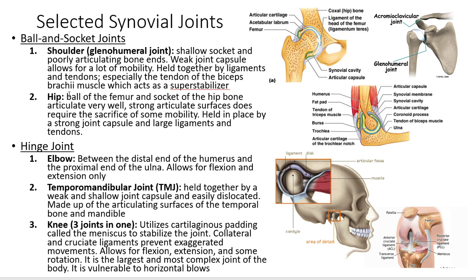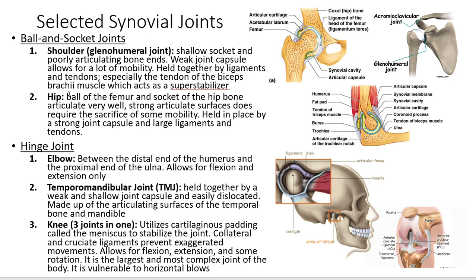Other joints we can look at are the elbow, which is located between the distal end of the humerus and the proximal end of the ulna. So forearm bones and the upper arm bone coming together. It has uniaxial movement, is a great example of a hinge joint, and only allows for flexion and extension. There's also the TMJ, or temporomandibular joint, held together by a weak and shallow joint capsule and easily dislocated. It's made up of the articulating surfaces of the temporal bone and the mandible.